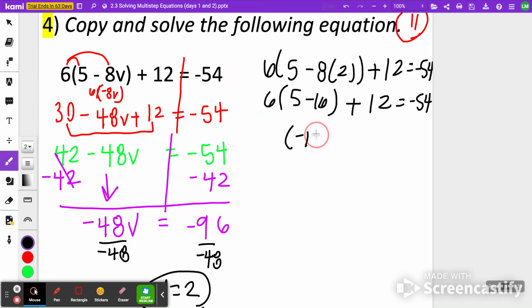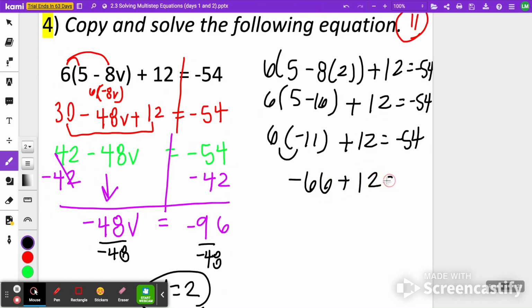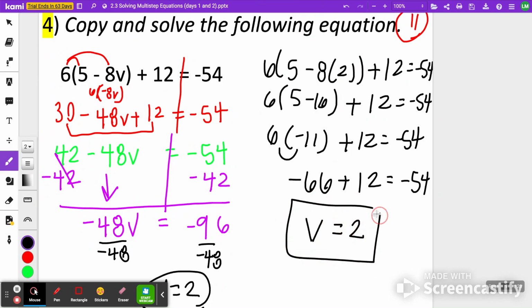So I'm going to bring this down. Times 6 plus 12 equals -54. 6 times -11 is -66. And -66 plus 12 does give me a -54. So I know that v is equal to 2.